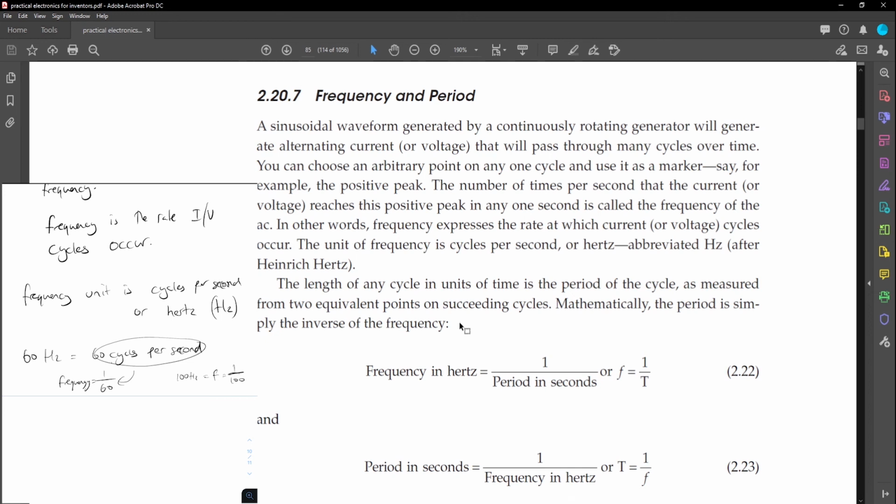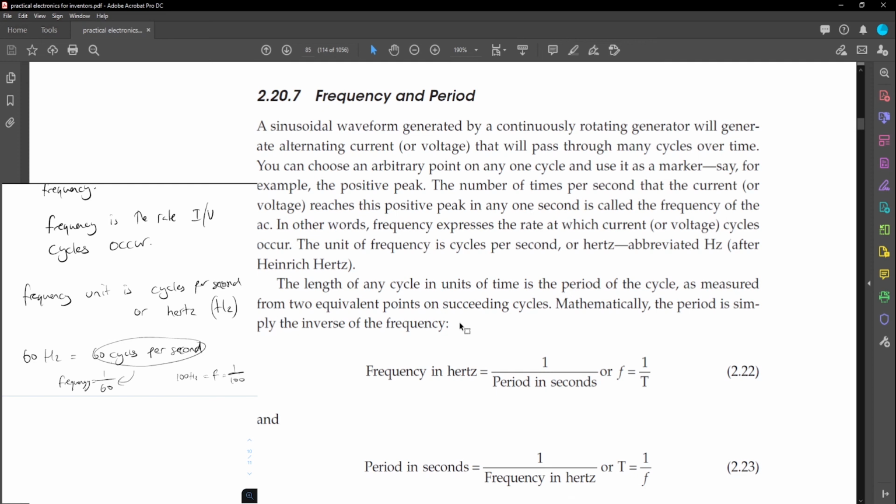The length of any cycle in units of time is the period of the cycle, as measured from two equivalent points of succeeding cycles. So why is it measured from two equivalent points in succeeding cycles? Okay, so one after the other, meaning.